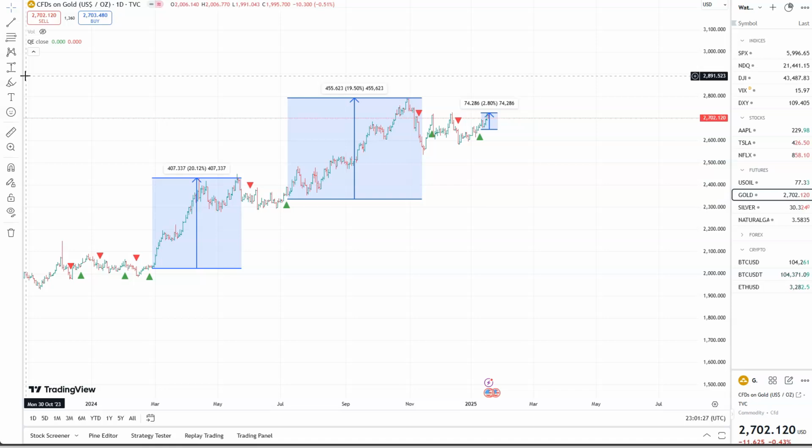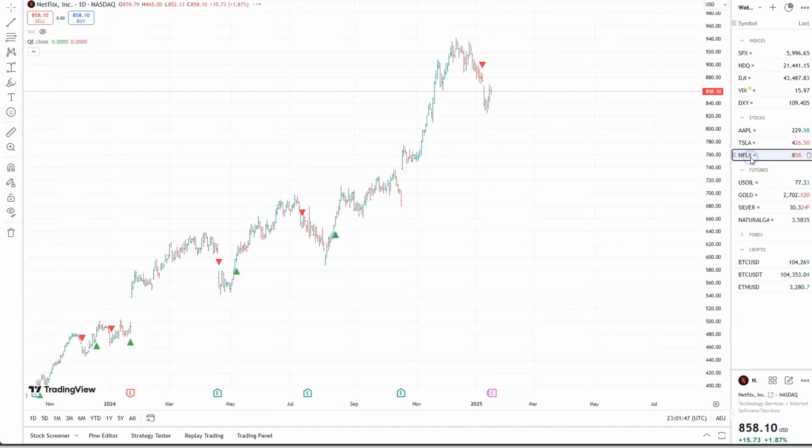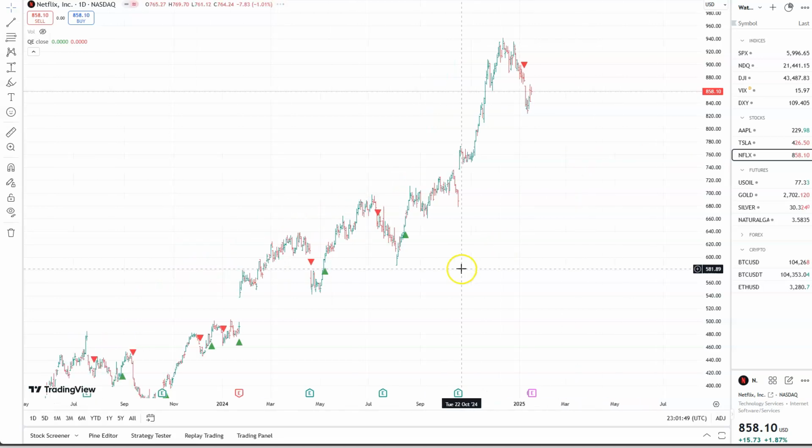You're trying to have an edge while doing a large number of trades, and then the law of large numbers will apply. So from here, gold can go up to 3100, it can go down to 2100, you don't know, but you have to be in the trade to make money. Let's go to Netflix. Netflix is just the default on TradingView I'm looking at.